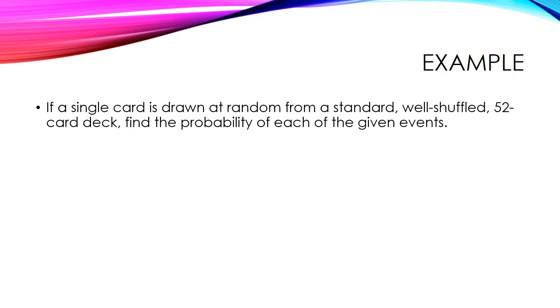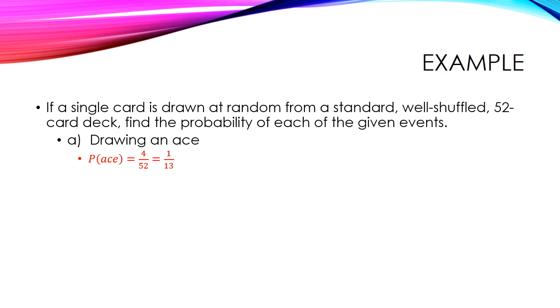When a single card is drawn at random from a standard, well-shuffled 52-card deck, we're going to find the probability of each of the given events. We're going to find the probability first of drawing an ace. As we go through these, pause the recording and give it a try, and resume the recording to see how you did.